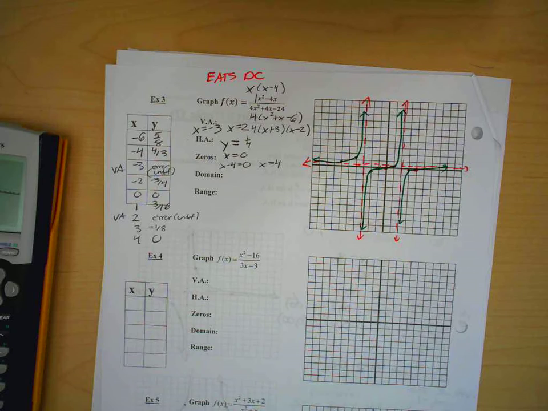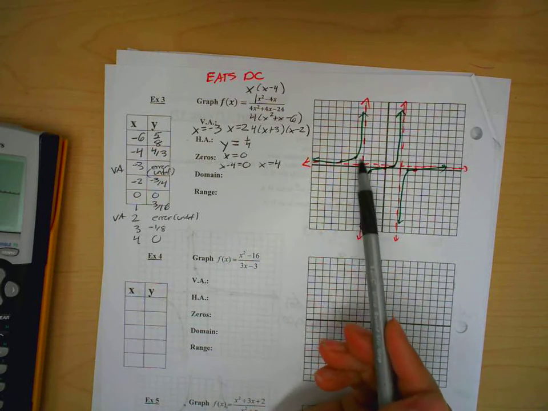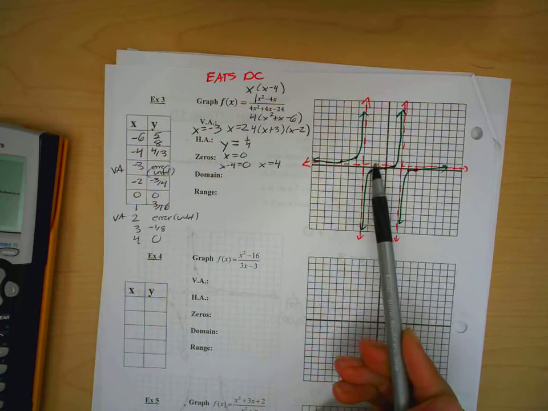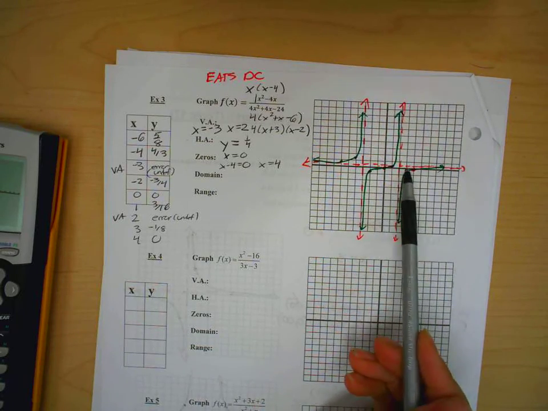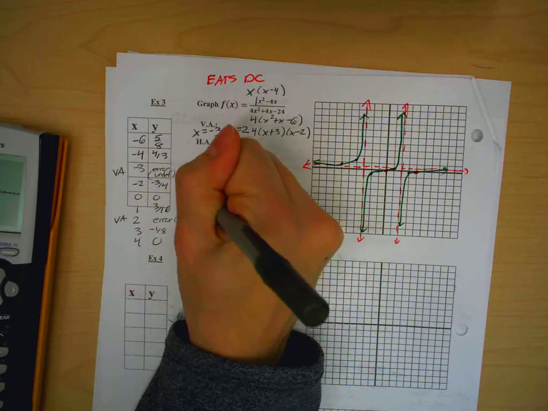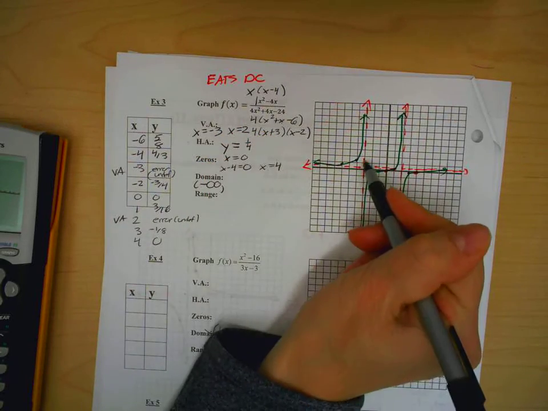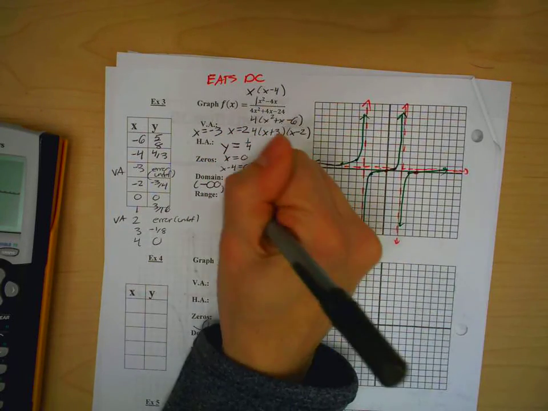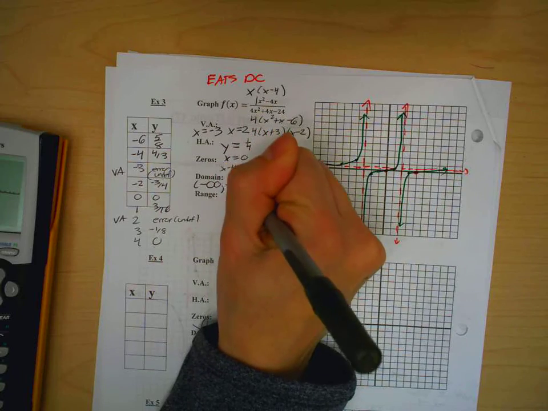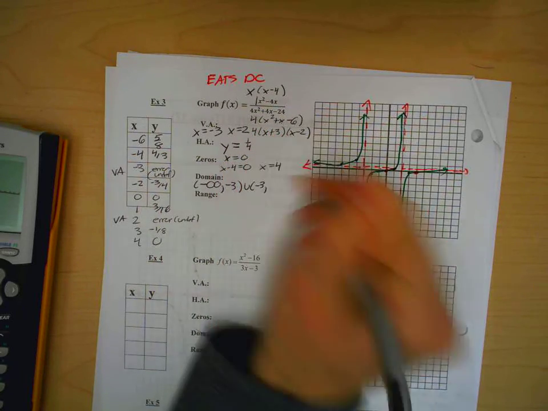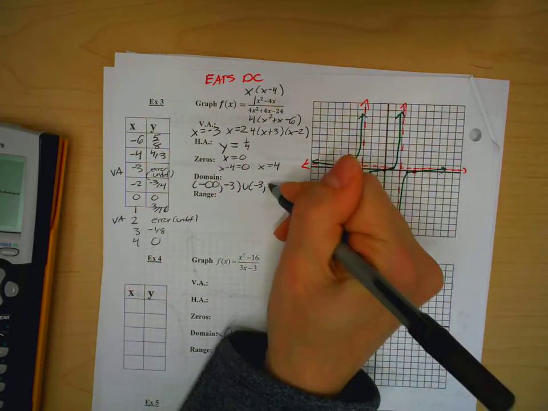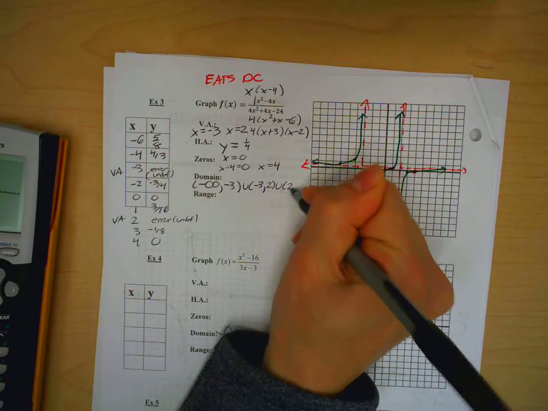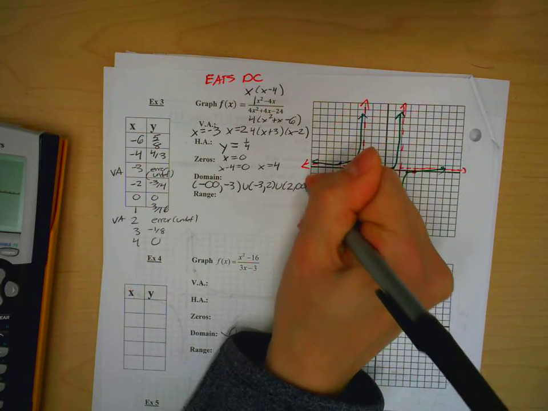All right, so my domain, just like the last one we did, we start from -infinity, but we have to stop at the vertical asymptote. Then we start, then we stop, then we start, then we stop. So this one, we started at -infinity, stop at the first vertical asymptote you see, which is at -3. Then I start up again at -3 and stop at the next one, which is 2. Then I start up again at 2 and I go to infinity.